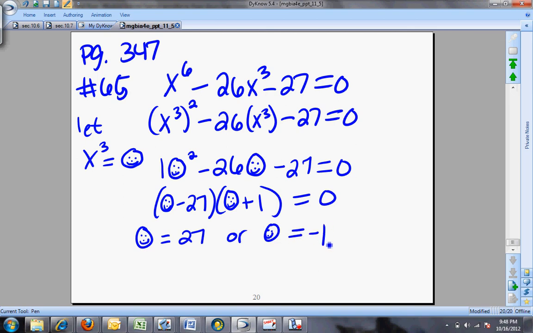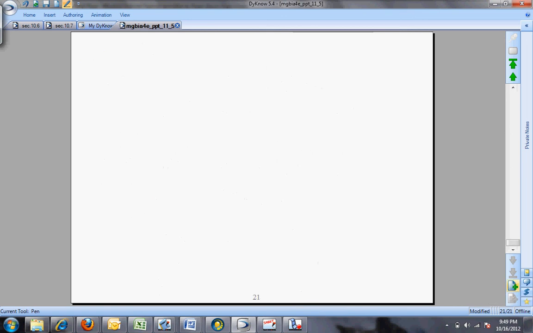Now let's replace our happy face with what it actually is. So x cubed is equal to 27, or x cubed is equal to negative 1. So our answer here, of course, the cube root of x cubed would be x, and the cube root of 27 is 3. And our other answer would be negative 1. Hope you enjoyed the happy face. If that didn't make sense, watch it over again. Alright, moving on.